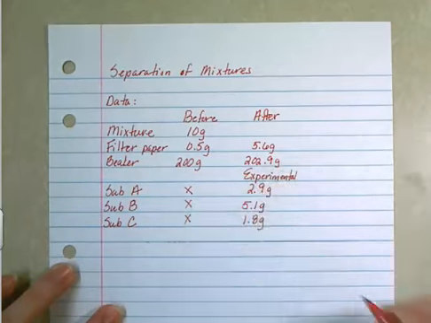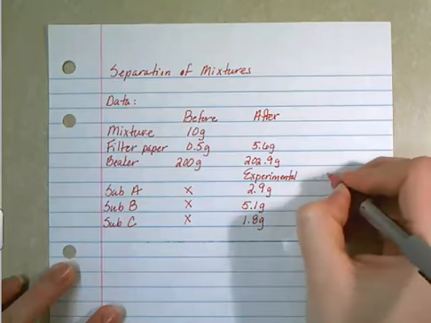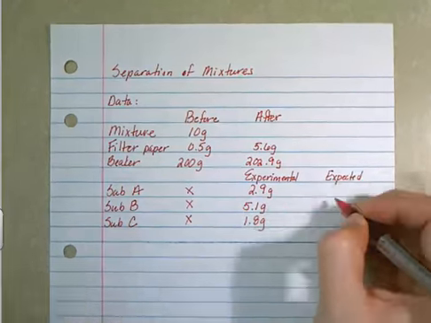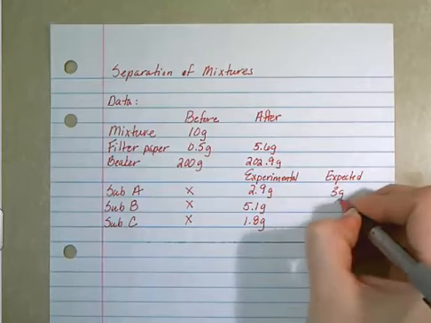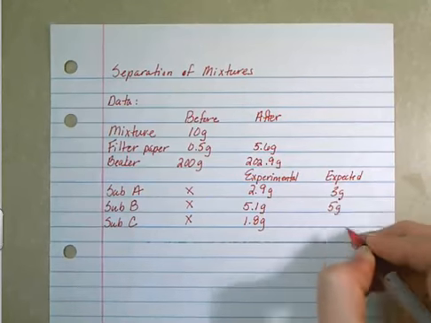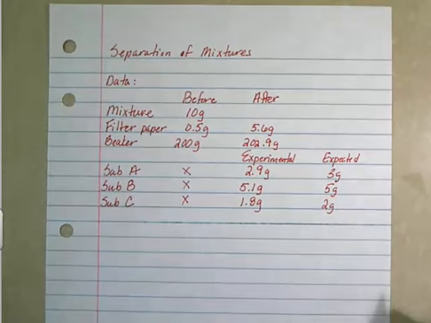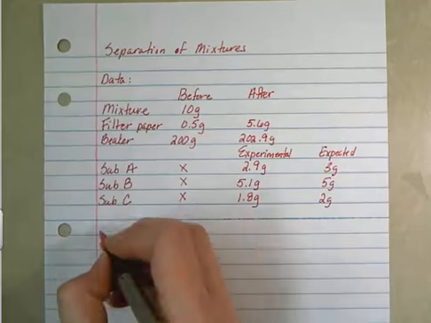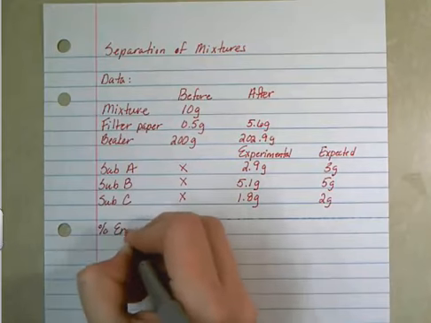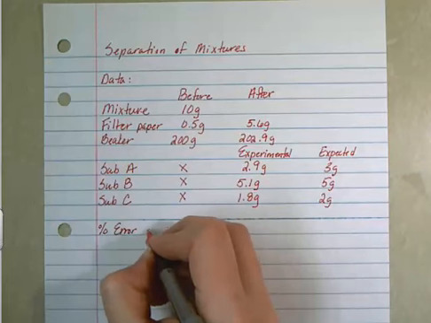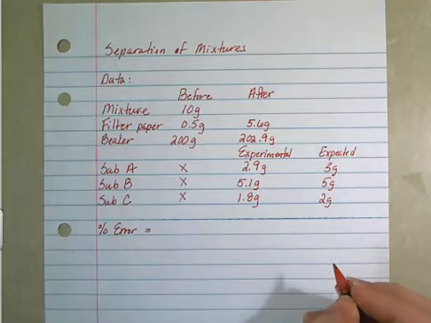So here are your experimental values. This is what you got during your experiment, and let's say the expected, or what you were supposed to get, was something like 3 grams, 5 grams, and 2 grams. We can see that there's some difference in there, but we don't know how much difference there is. So we need to do a calculation called a percent error, and this will give us a measure of how much different these masses are from what was expected.